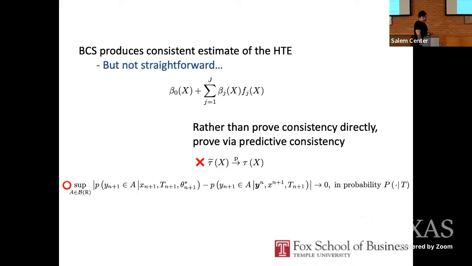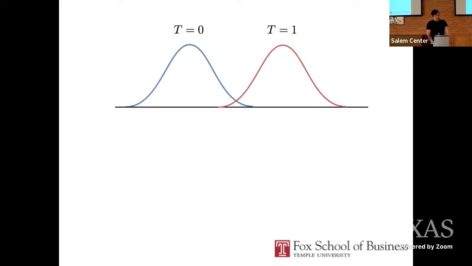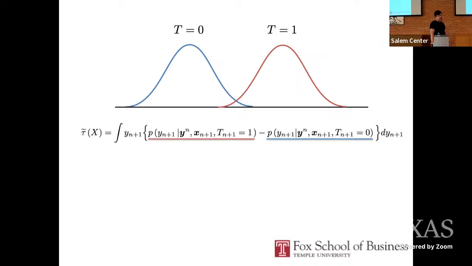So I made a more intuitive slide for a non-theoretical person like me. What we're saying is, imagine two worlds: a world where someone is not treated, t equals 0, and a world where someone is treated, t equals 1. Then we're doing some predictive tasks in terms of the future, or in terms of new data.